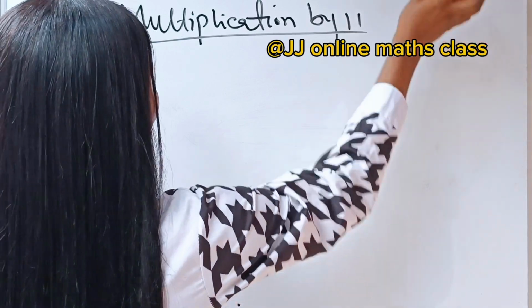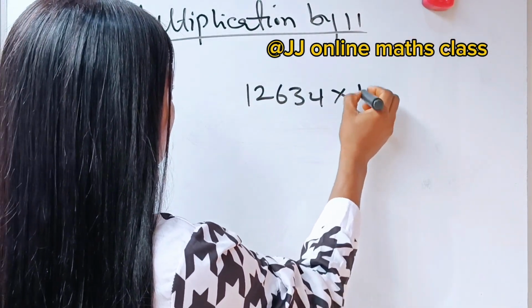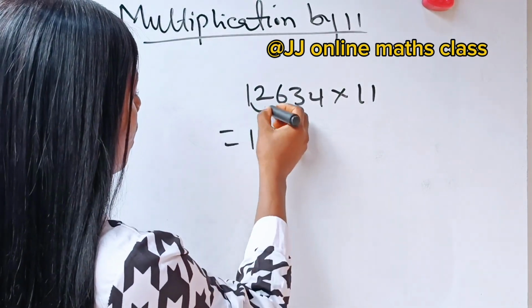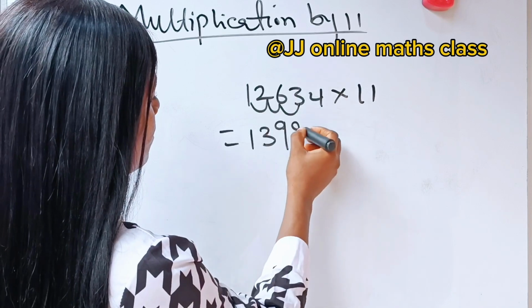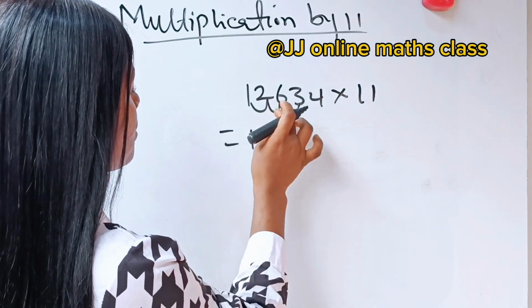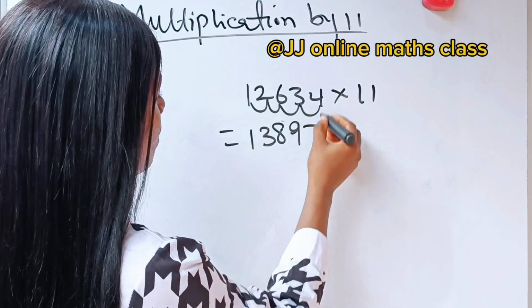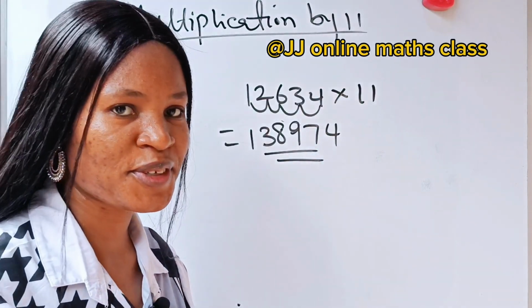Okay. Now, what if you have 12634 times 11? Same way, right? You write your 1. Add this to this, you have 3. Add this to this, you have 9. Add this to this, you have 8. Add this to this, you have 9. This to this, you have 7. Repeat the final one, and that is the solution.